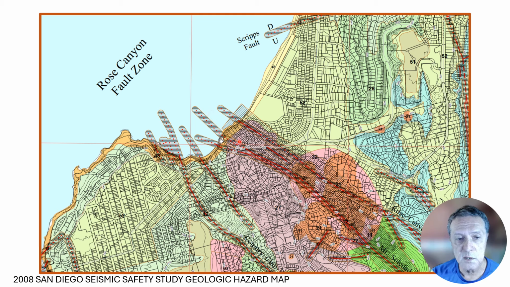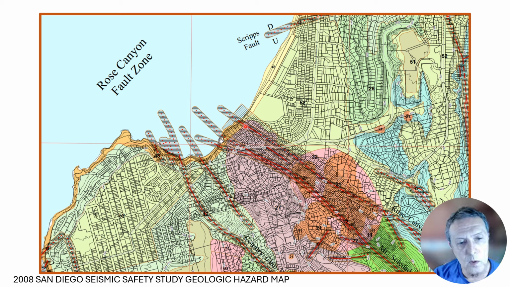So each of these red lines, for example, are mapped earthquake faults. Where you see the slanted cross-hatching, that's an area that has been zoned by the state of California. So if you wanted to build anything within these zones, you would have to hire a geologist, an engineering geologist, to go and prove that there are no faults underneath your property.